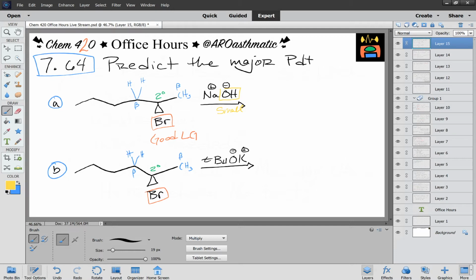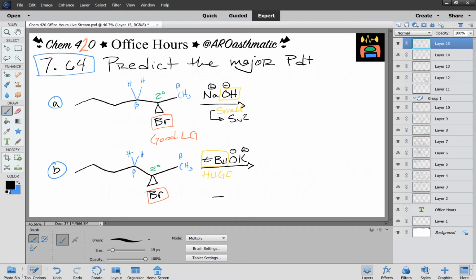If something is small, sterically speaking, that is good for SN2, because SN2 has to do a backside attack. Because hydroxide is a small molecule, it's going to be able to come in from the back, push the leaving group out, and do a nucleophilic substitution. Now, when you look at tert-butoxide, it is huge. This thing is gigantic.